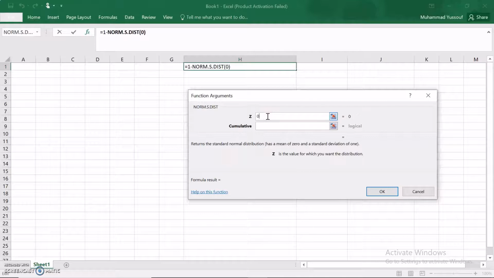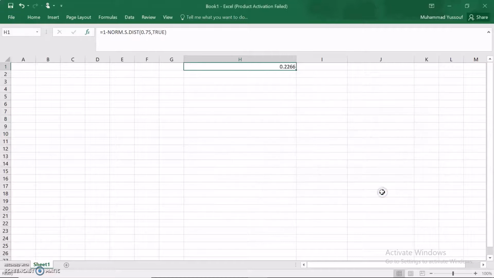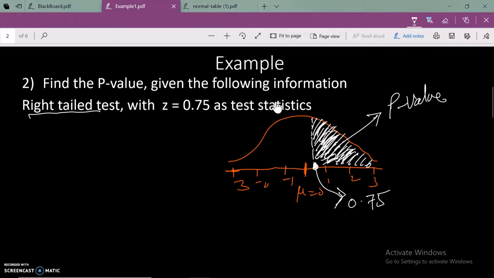The z value was 0.75, and it's asking, are you looking for the cumulative area? I say yes, I'm looking for the cumulative area. True. And when I click OK, the answer comes out to be 0.2266. So that's the p-value, the probability value. That is the area on the right side. I hope you understand that.